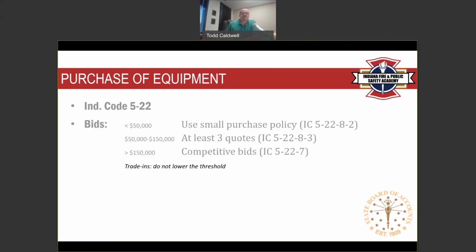And then something to remember, trade-ins. If you have a trade-in, that doesn't lower the threshold. If you are buying something that you anticipate to be $52,000, which would require 3 quotes, but you're trading in a vehicle that has a value of $10,000, that trade-in doesn't lower your purchase price to $42,000 in that example, and therefore you can follow your purchasing policy, your local policy. It's the item that you're obtaining, and in that case, it would be $52,000, and you'd have to do the quotes because you'd be in that ballpark. So the trading in doesn't affect the threshold amount.